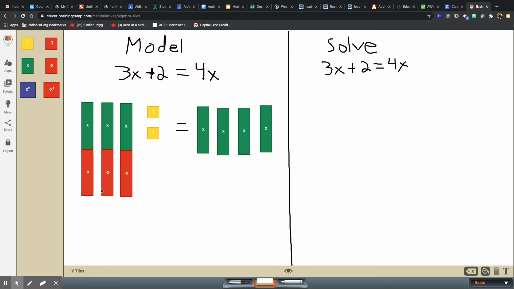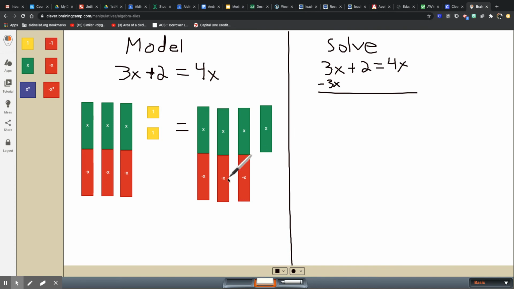So I added 3 red x bars to the left side. Whatever I do to one side, I have to do to the other. So let's go ahead and add 3 to this side as well. All we did was I subtracted 3 x's here, 1, 2, 3, they're negative. So I subtracted 3x, and whatever I did to one side, I also do to the other. So I subtracted 3x.